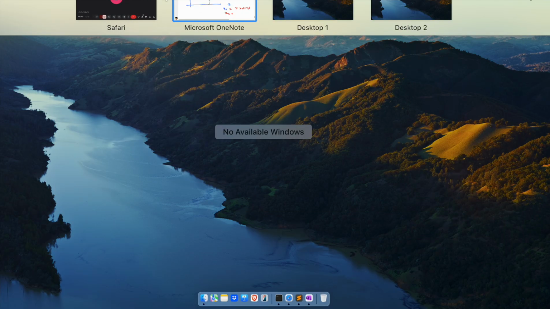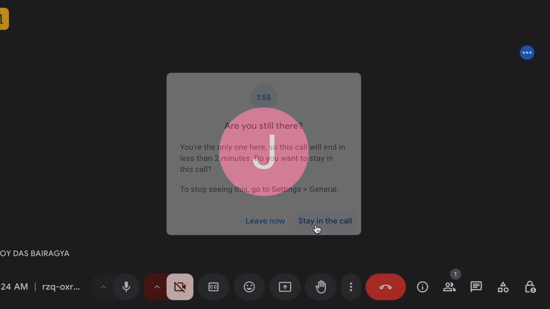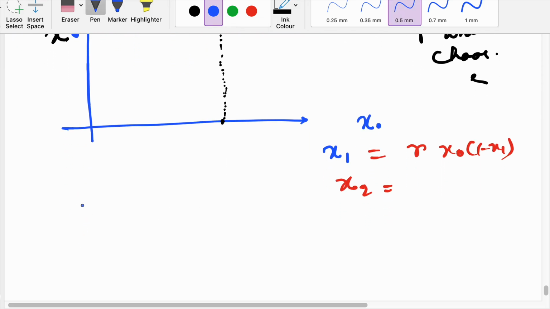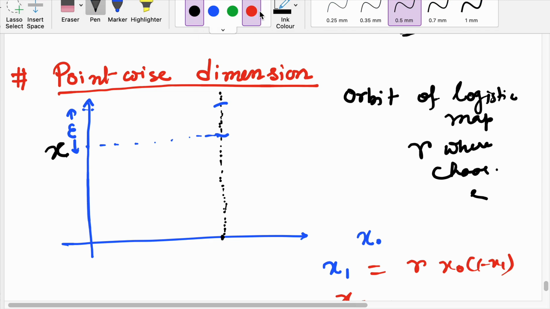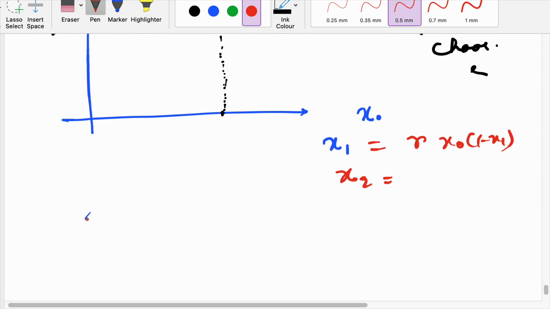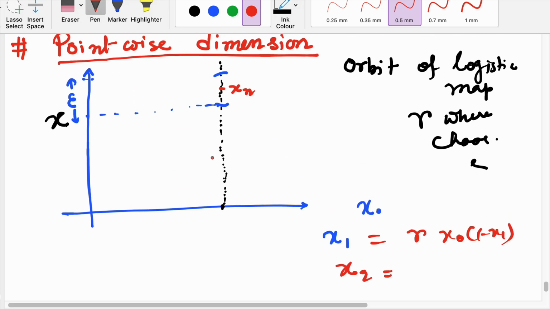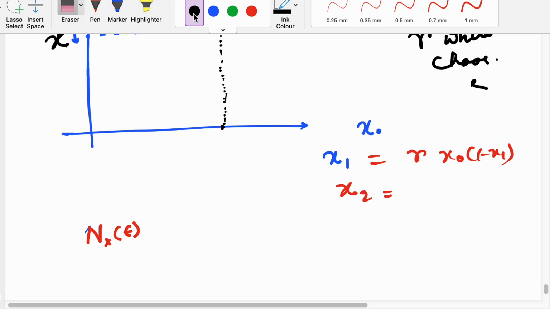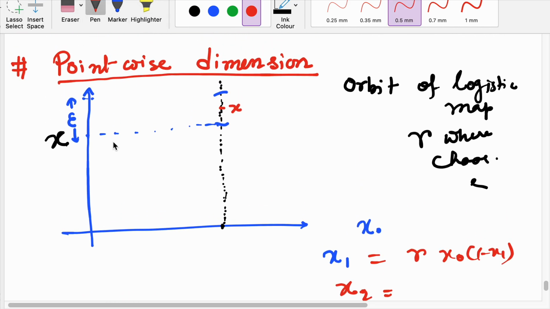So first we will calculate how many points are there in between this epsilon length. Suppose this is a point x, suppose this is a point xn. So in around xn, within the radius of epsilon, how many points are there? You will find N x epsilon. So within this epsilon distance of a point x, how many points are there? N epsilon.